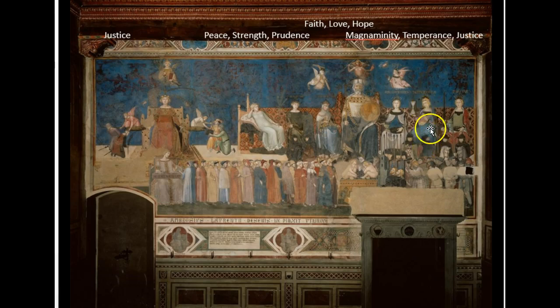This woman is temperance. We've talked about temperance, or maybe we haven't, but temperance is someone who measures all things. So she usually has a cup or two cups where she pours one into the other, sort of measuring a balance. And then justice, she holds a sword. She's got a severed head in her lap. So in any event, these are my cardinal virtues, the ones that come from classical antiquity.